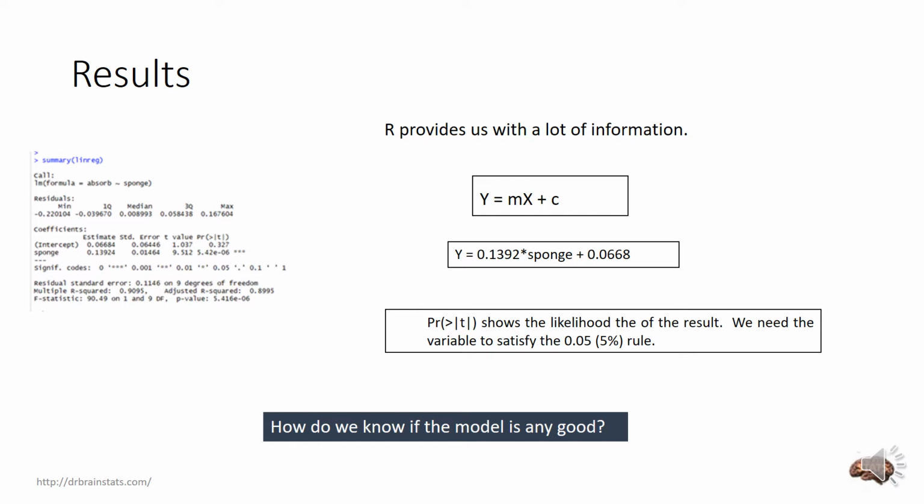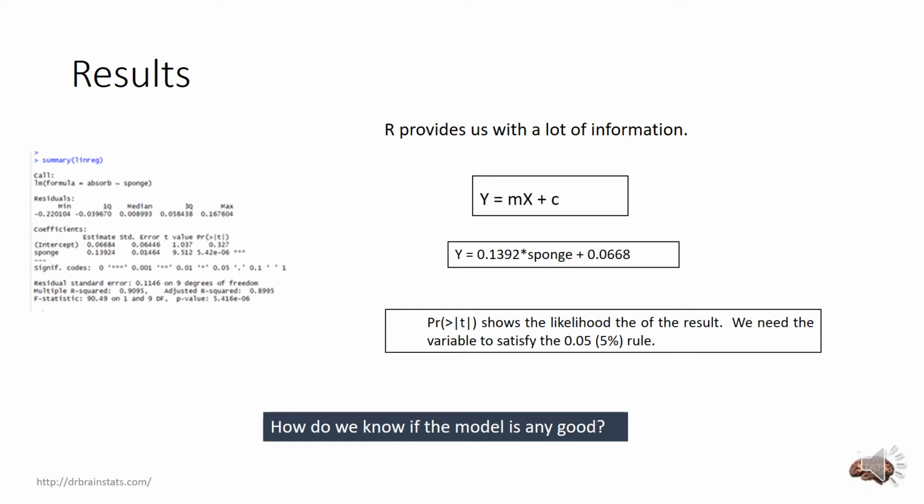R provides us with a lot of information, but first of all, we just want to solve our y equals mx plus c. To do this, we need to look at the estimates. We can see first of all our intercept, which is 0.0668, and the value we need to times sponge thickness, which is 0.1392, to get our absorbance, which is our y. Straightforward. But we've also got extra statistics we need to consider, which is our t statistic, which we have here. So we need this to satisfy the 5% rule, which as we can see, it does.